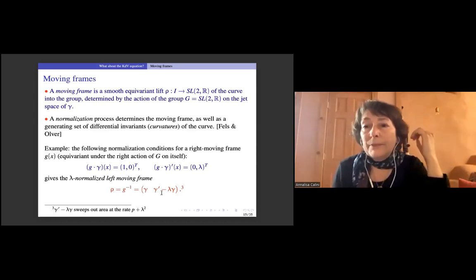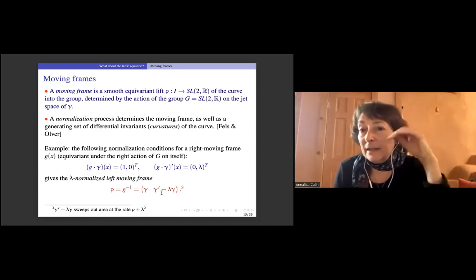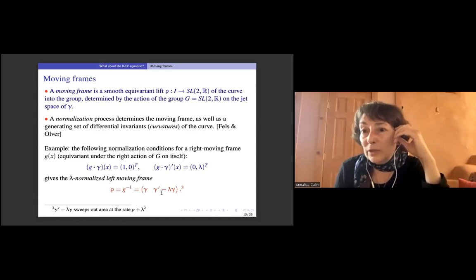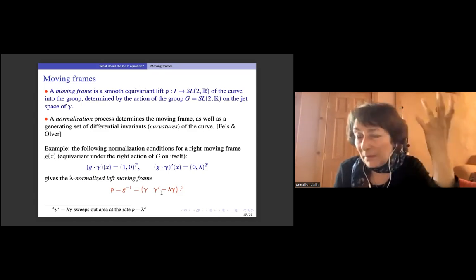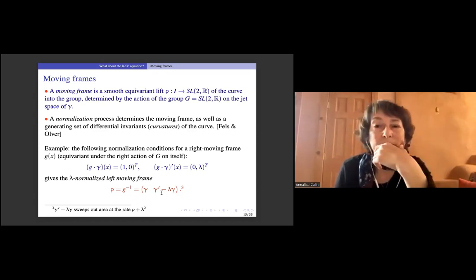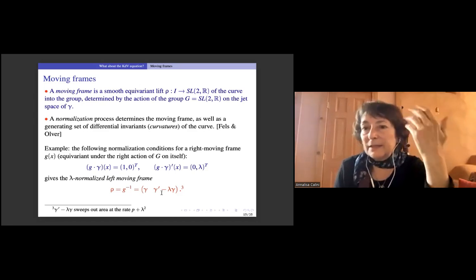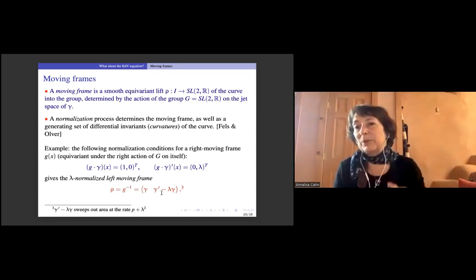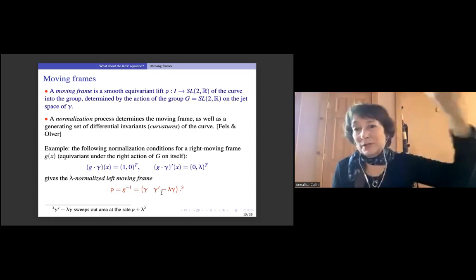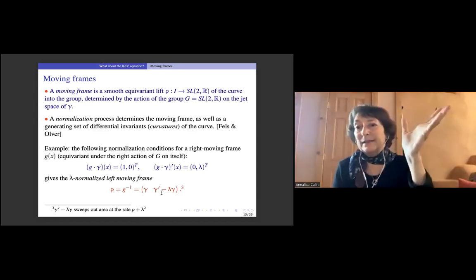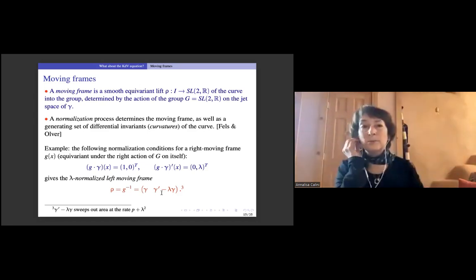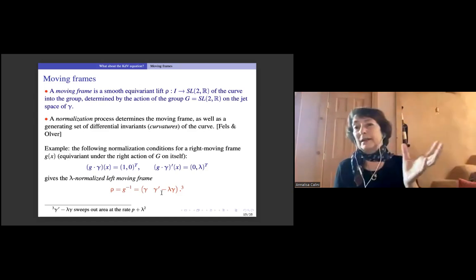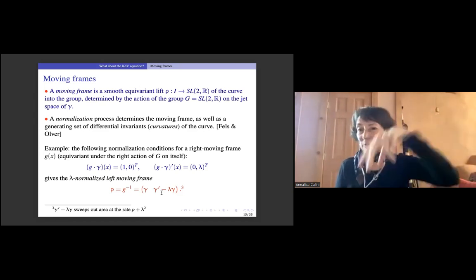So a moving frame is an equivariant lift of the curve into the group of symmetry of your manifold where the curve lives. Equivariant means that if you act on the curve by your group of symmetries, correspondingly, you are acting on the moving frame. In the same way that if you rotate the curve, the Frenet frame in R3 rotates with the curve.